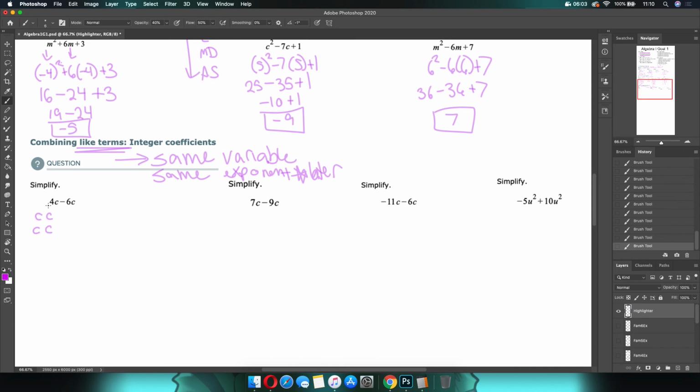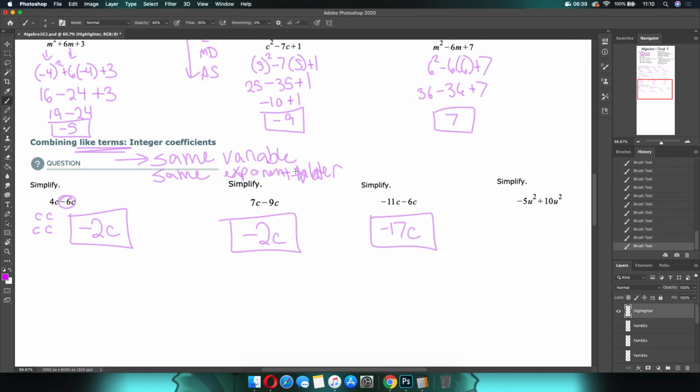Well, if I take away, that's basically 4 minus 6. Those are different signs, so that means subtraction. So 6 minus 4 is 2. 6 is my bigger number. That's the sign that dominates. And then C drops down, negative 2C. 7 minus 9, this is subtraction. 9 is the bigger number. C drops down. Oh, same answer. Huh, funny that. This one, negative 11C minus 6C. Same sign, which means we add them. Negative is the sign that dominates, and C.